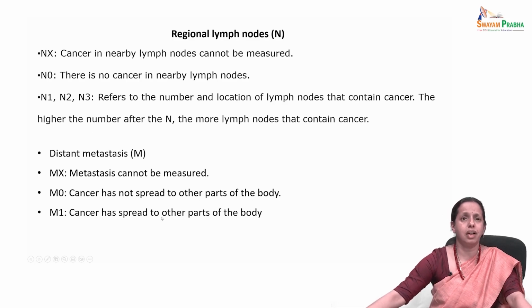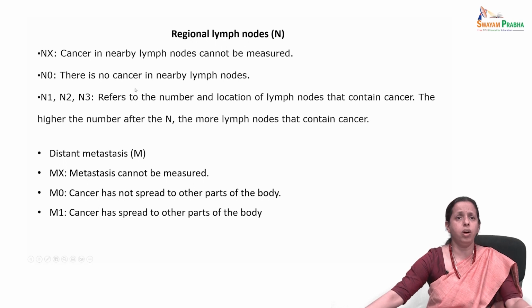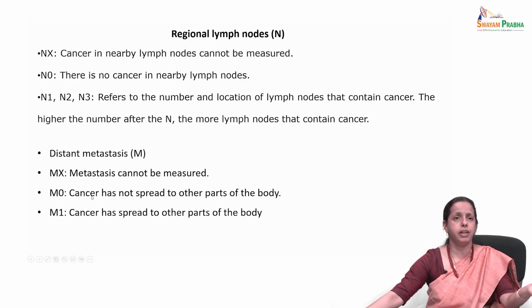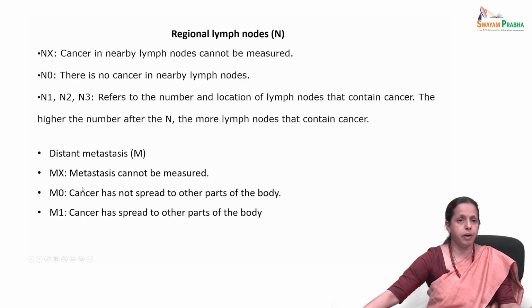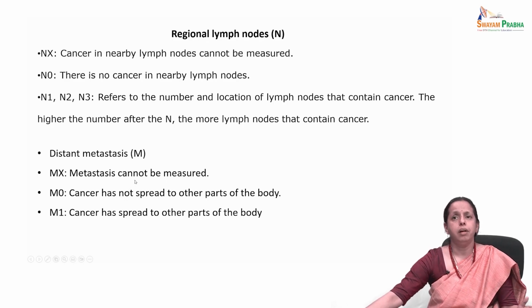Usually this staging is done by a PET CT. All this methodology I will discuss in the next session. But before that, in this session, we will brush up on the terminologies for cancer screening, or if you get a PET CT report, how do you interpret or talk about it. M1 is cancer has spread to other parts.